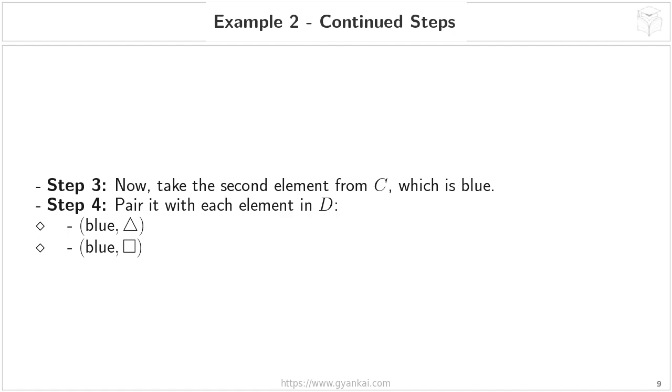In the next slide, we'll combine these with the pairs we made using red to get the complete Cartesian product of C and D. Keep in mind that we are systematically going through each element of C and pairing it with every element of D. This is the key to correctly forming the Cartesian product.